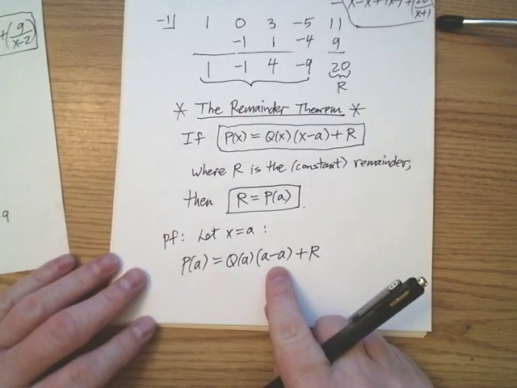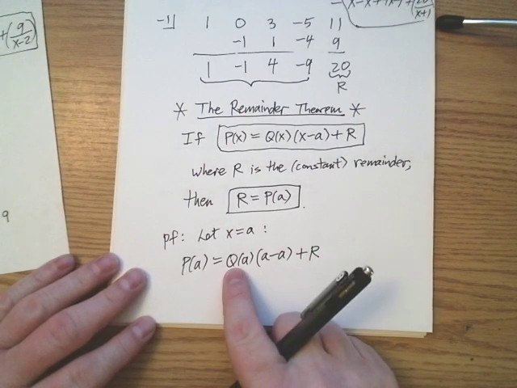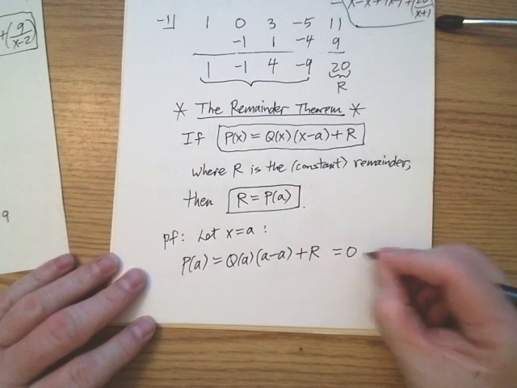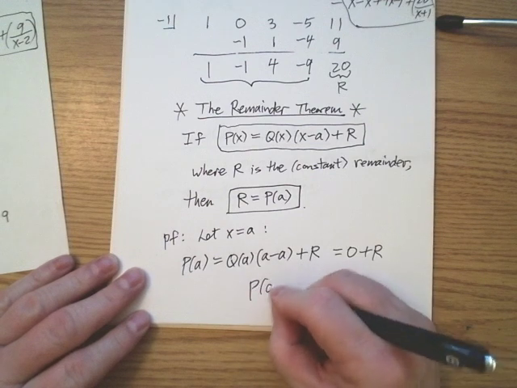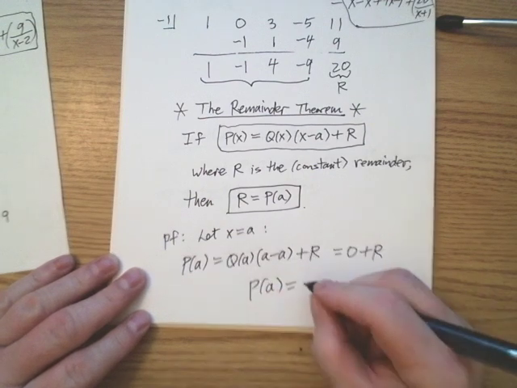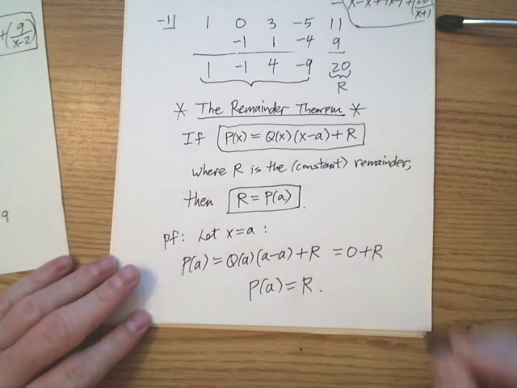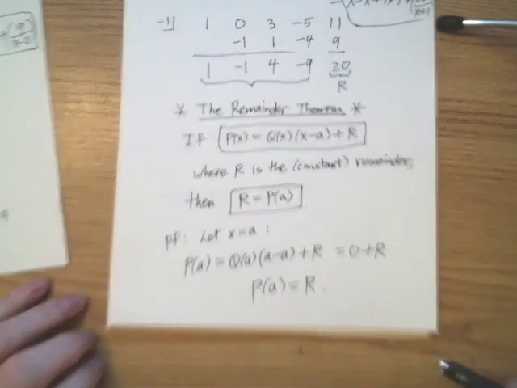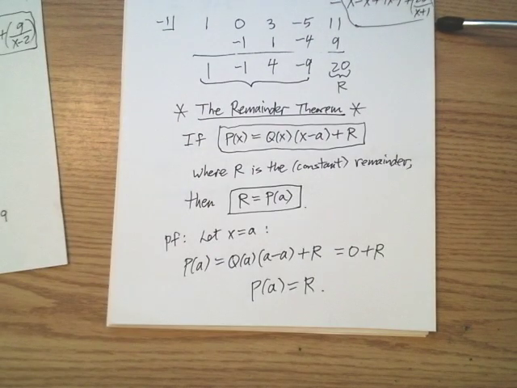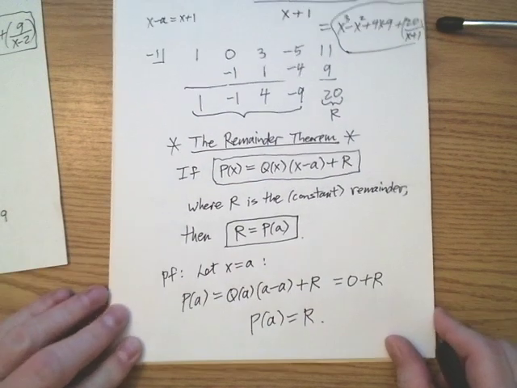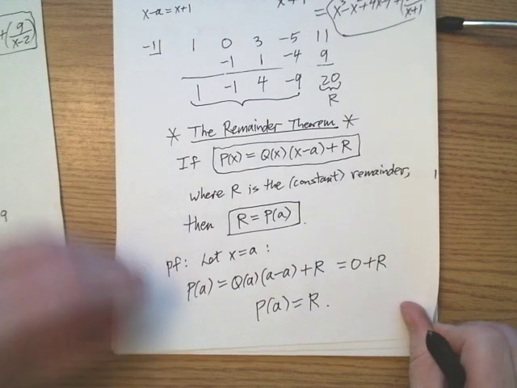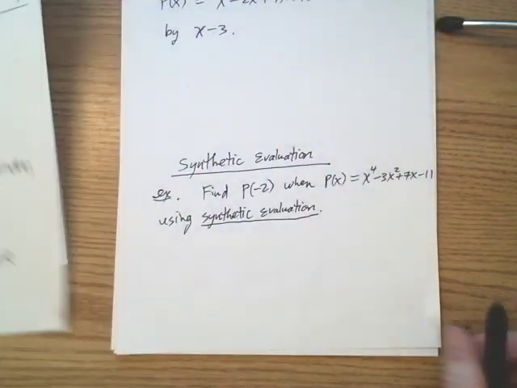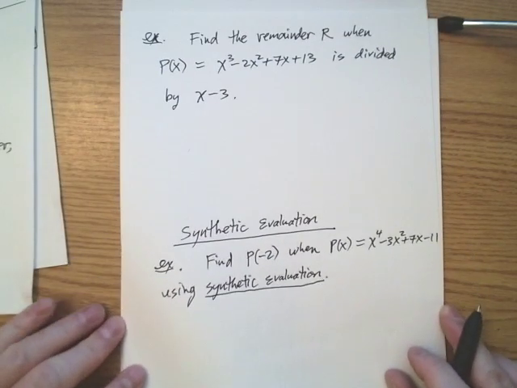Notice that a minus a is 0. 0 times any number is 0. So I'm going 0 plus r, which is r. Therefore, what I have is p, the polynomial p evaluated at a, is actually equal to my remainder. That's exactly what I have just above for my remainder theorem. Okay? So you want to remember this for the exam. The proof is very easy there. Okay, let's go ahead and use this. Let's see what type of question I'm going to ask you when the time comes.